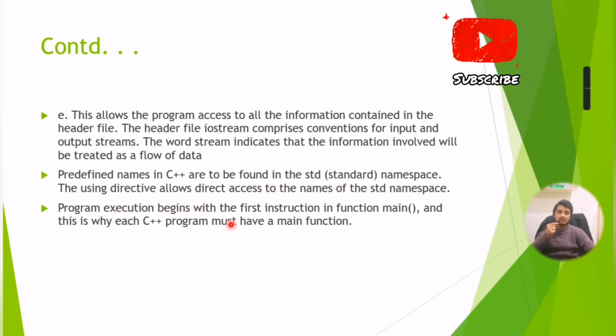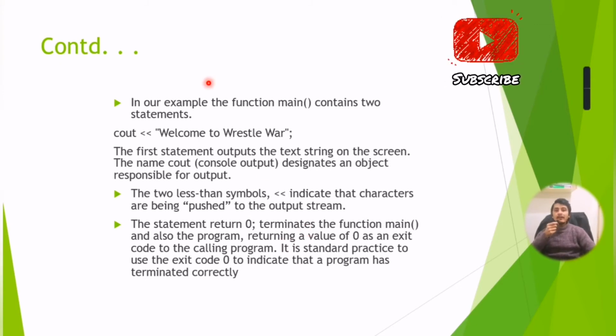Program execution begins with the first instruction of the main function, and that's why each C++ program must have a main function. In our example, the function main contains two statements. The first, cout << "Welcome to the reservoir", outputs the text string on the screen. So everything included in the quotation marks will be the text string on the screen.